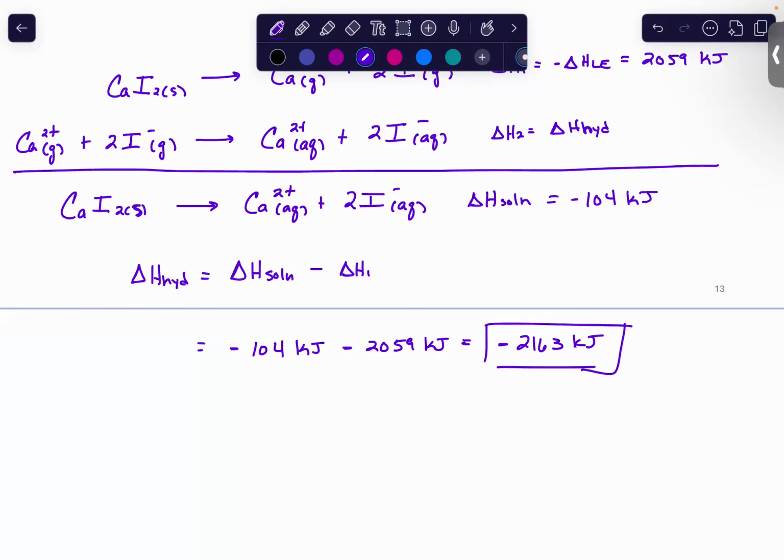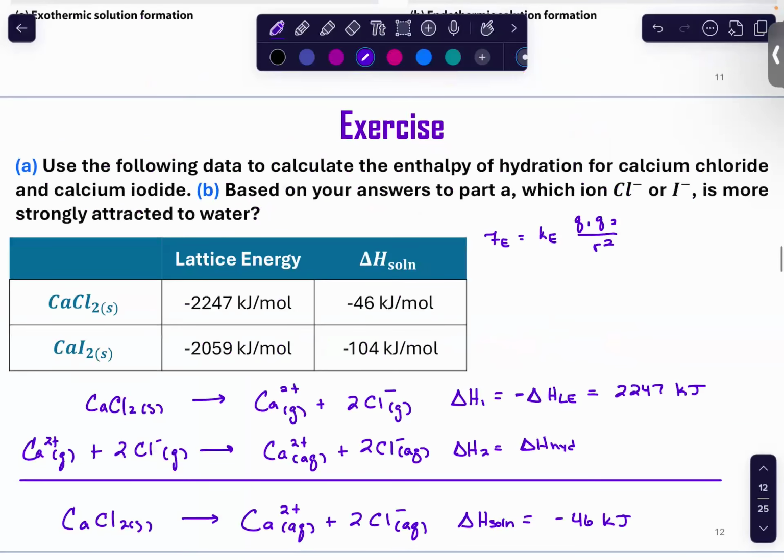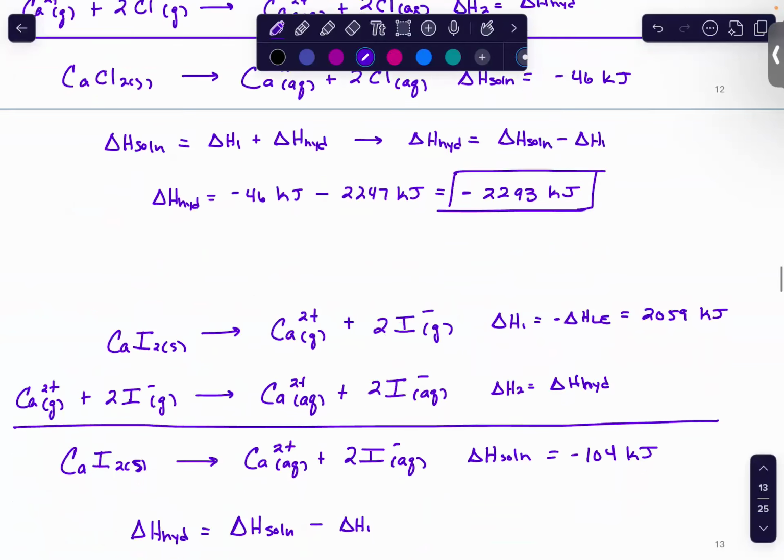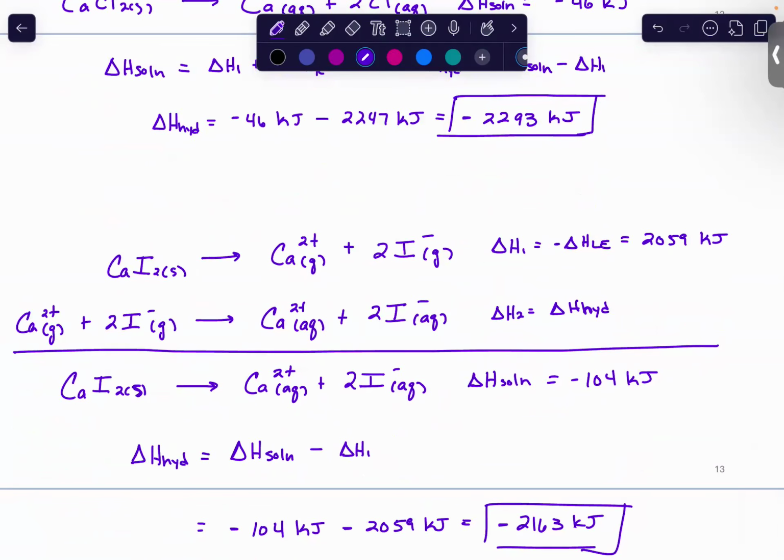So let's see if we can answer part B. Which ion, chloride or iodide, is more strongly attracted to water? Look at those two hydration enthalpies. Which one would you think? Now, when we put these into water, why doesn't the calcium play any role in this answer? So it's only the negative ions that are causing the difference here. Why am I not considering calcium? Because calcium is common to both of them. Calcium can't be what's causing the difference.